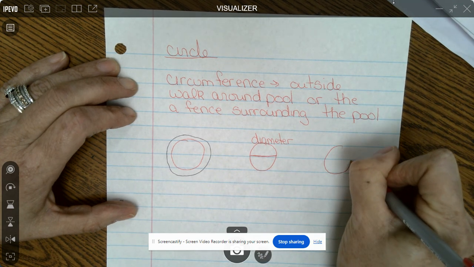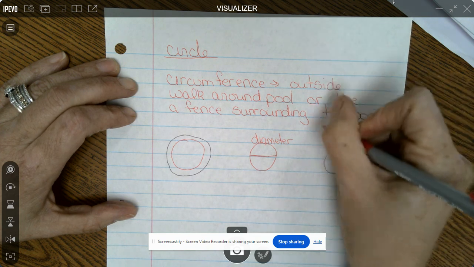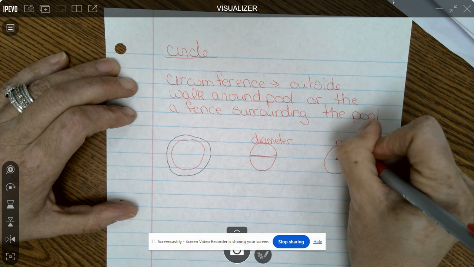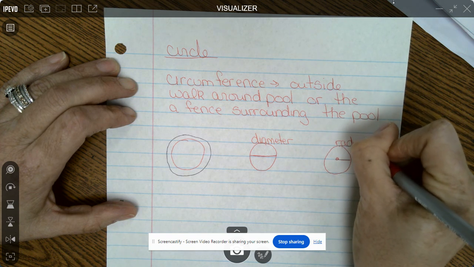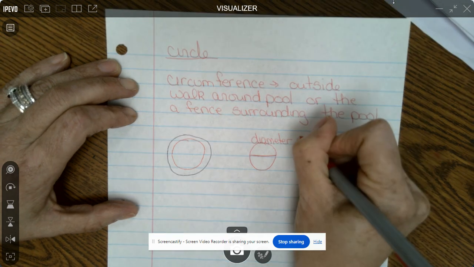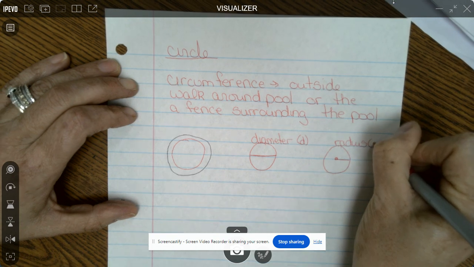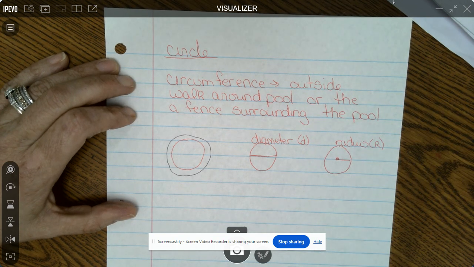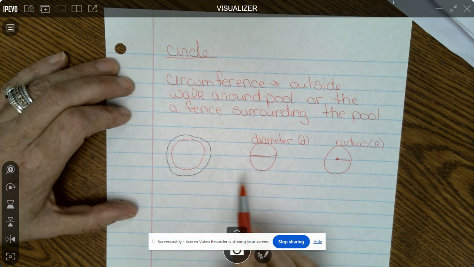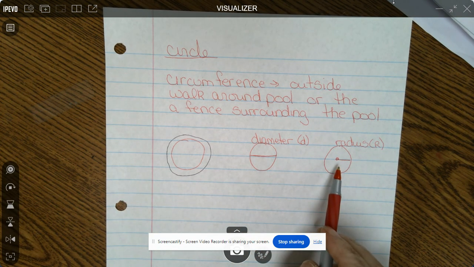You could also look at it as if you had one arm up, which is known as the radius. And if you want to put that as a D and an R, you're welcome to do that. So these are the two ways that you can determine the circumference.